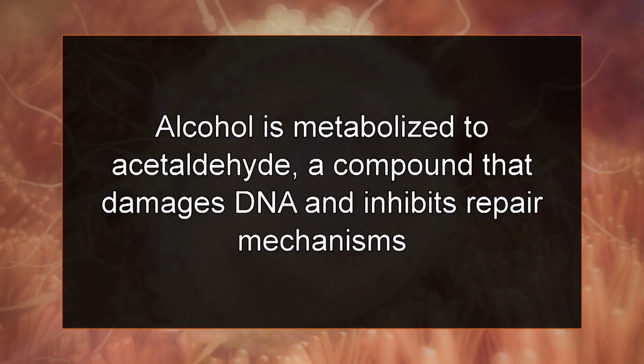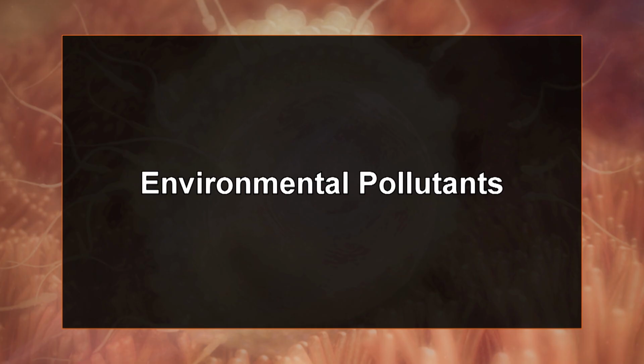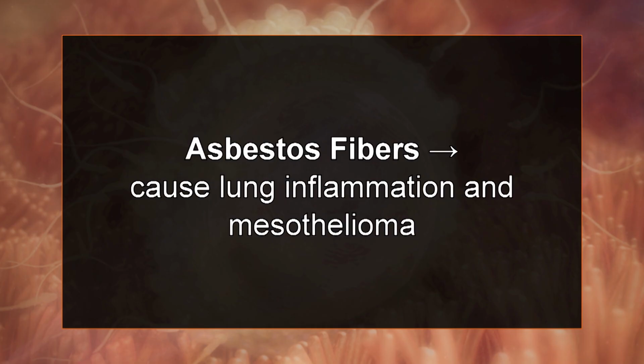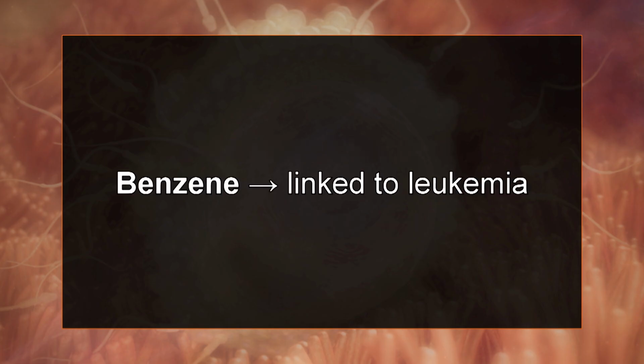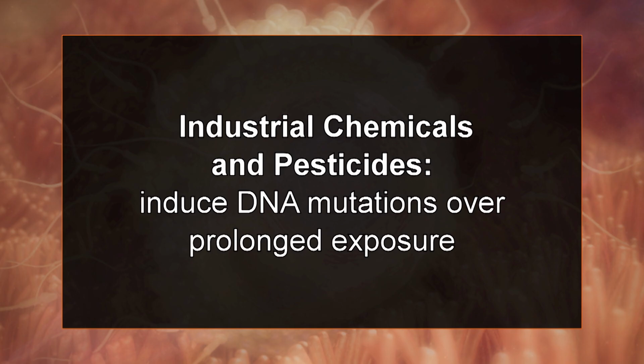Moving to second one, alcohol. Alcohol is metabolized to acetaldehyde, a compound that damages DNA and inhibits repair mechanisms. Chronic consumption increases the risk of liver, breast, throat, and esophageal cancers, and its effects are amplified when combined with tobacco use. Moving on to environmental pollutants like asbestos fibers, they cause lung inflammation and mesothelioma. Benzene is linked to leukemia. Industrial chemicals and pesticides induce DNA mutations over prolonged exposure.